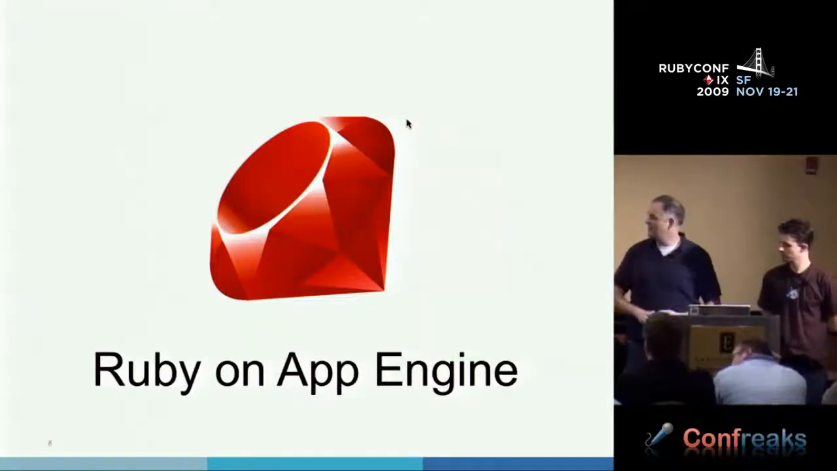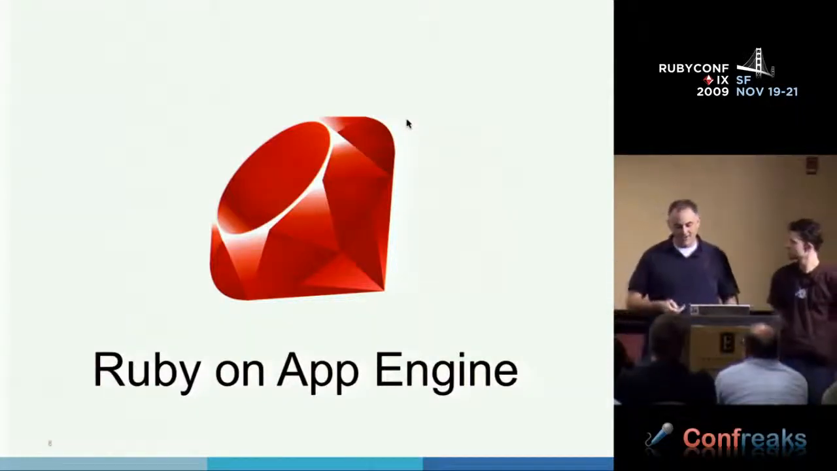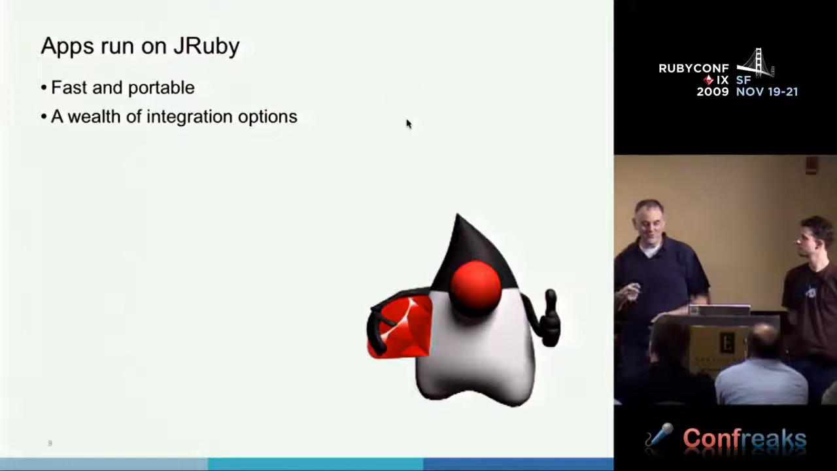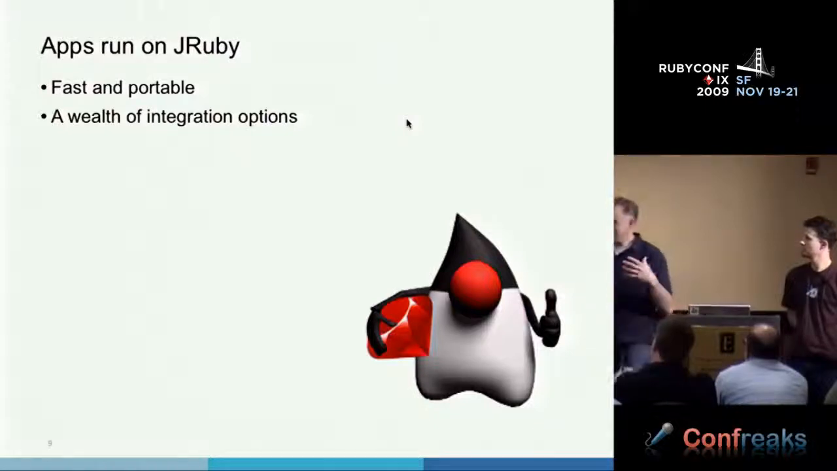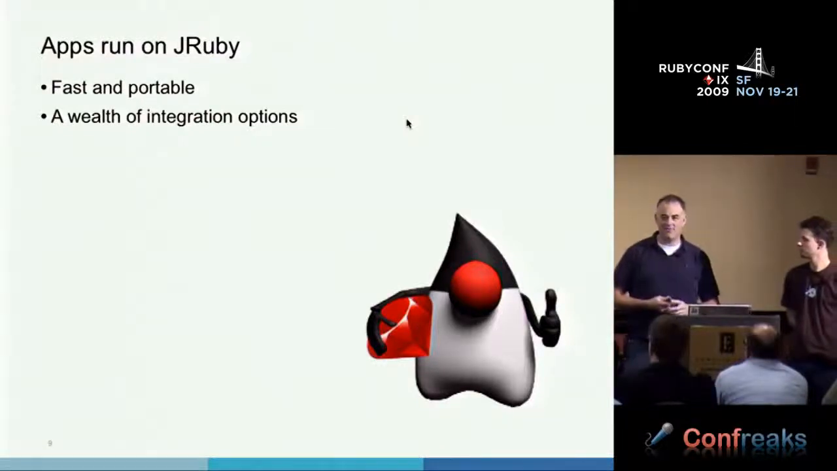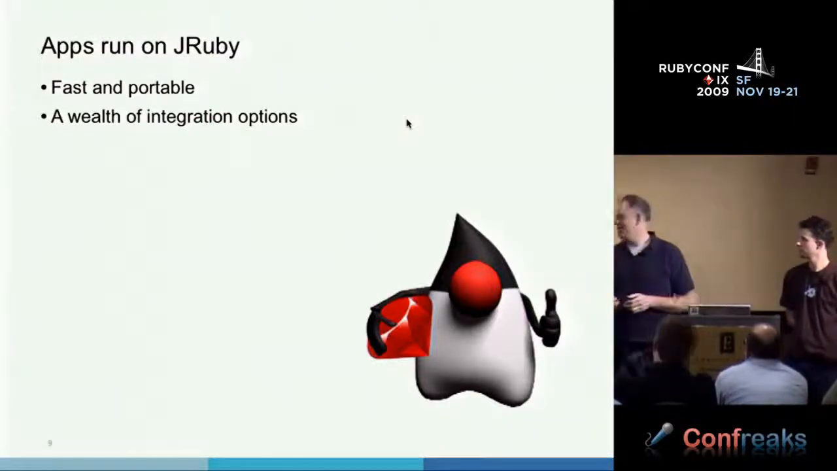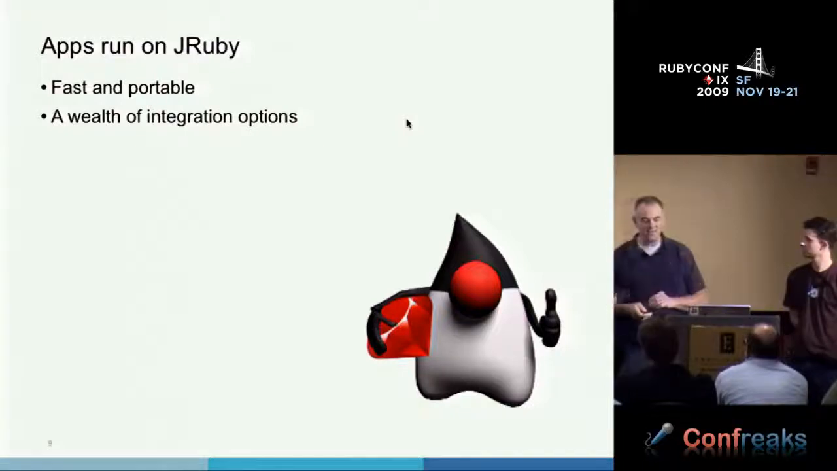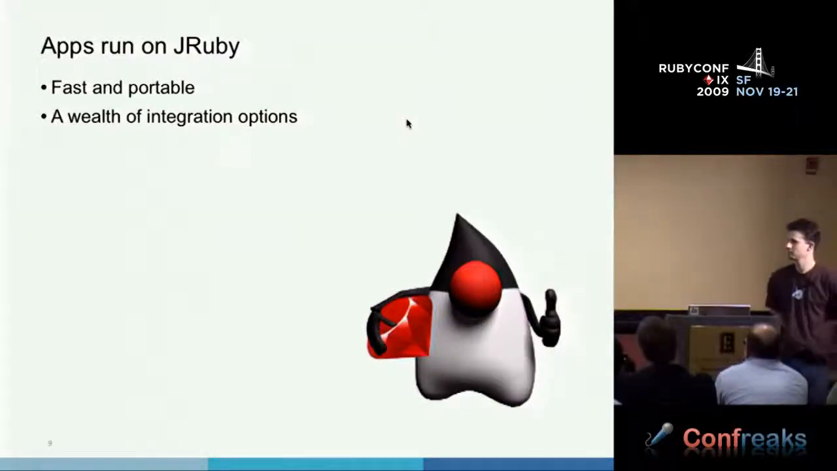So let's talk about JRuby on App Engine now, or Ruby on App Engine. So we're using JRuby. As Charles just told us, Ruby on JRuby is fast. It is just Ruby. It is faster than MRI 1.8 and maybe about as fast as 1.9. Some nice garbage collection, those other features.